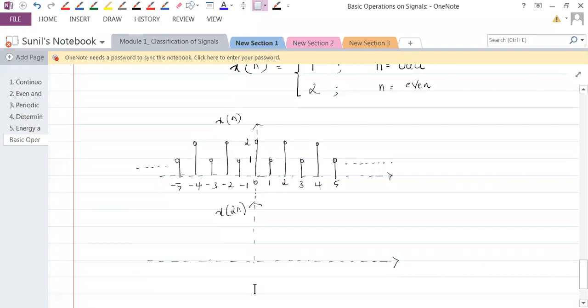Logically, when it is getting doubled, it should compress. Compress means the sample at 2 should come at 1, the sample at -2 should come at -1. Then where would the samples at 1 and -1 go? Half and minus half, logically. Very good. Now, do you think when the x-axis is n, that half and minus half exists on axis n? Yes or no? Does that exist?